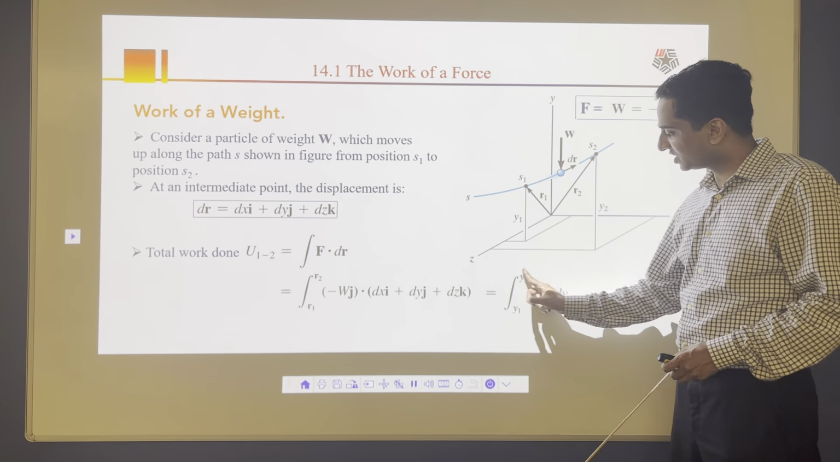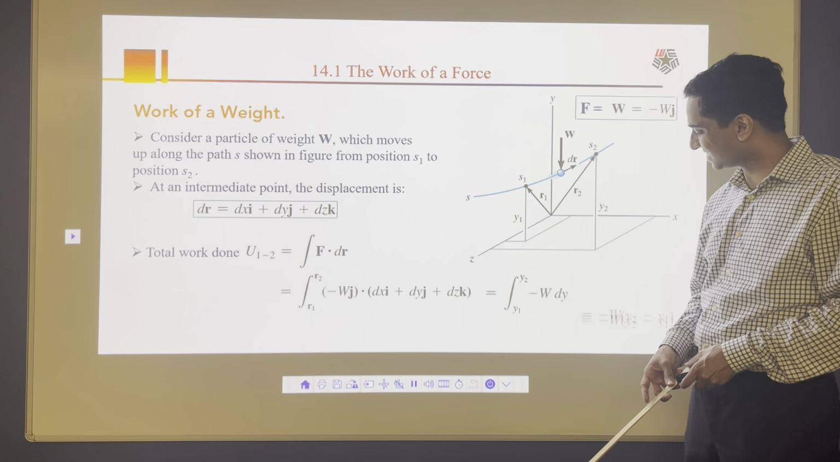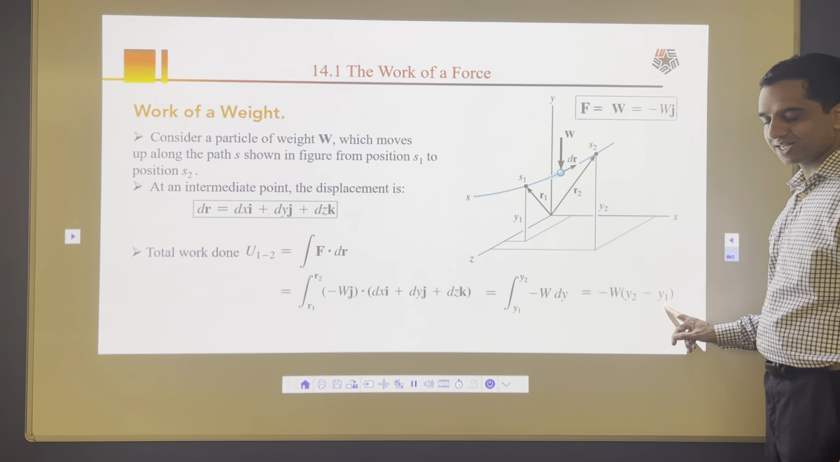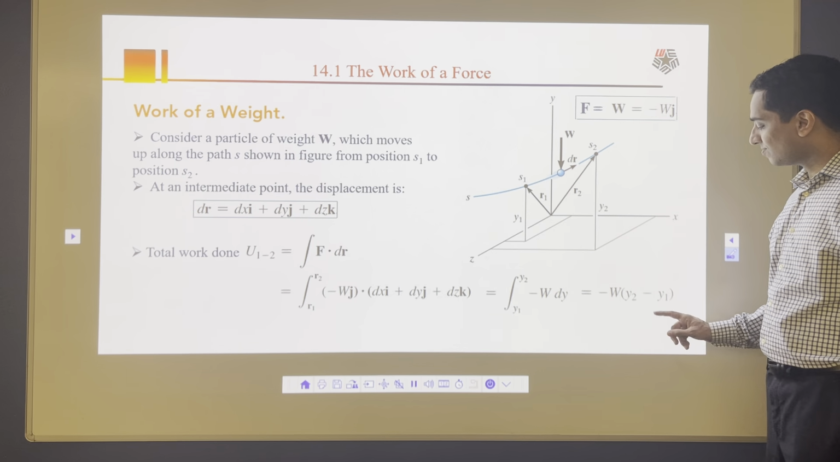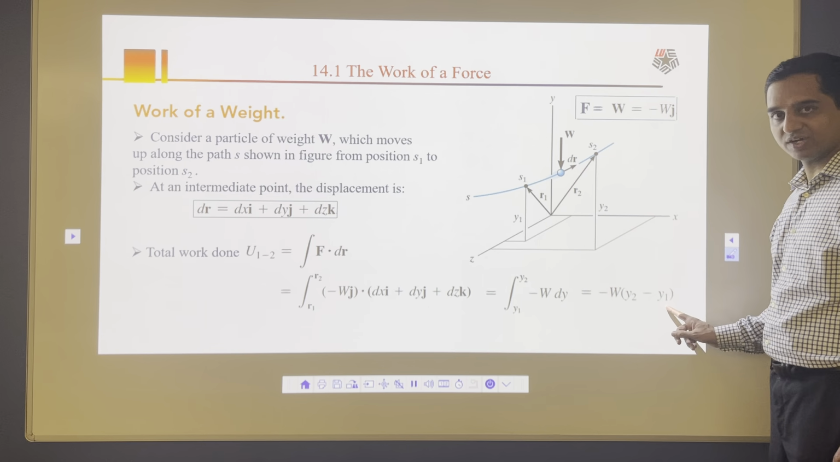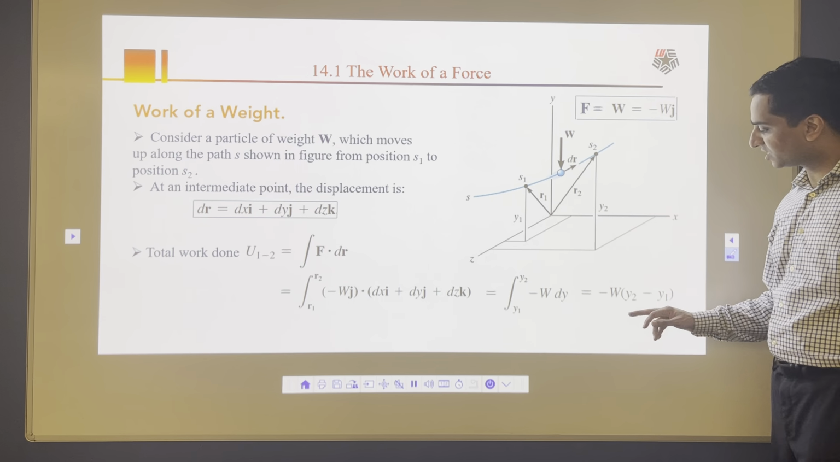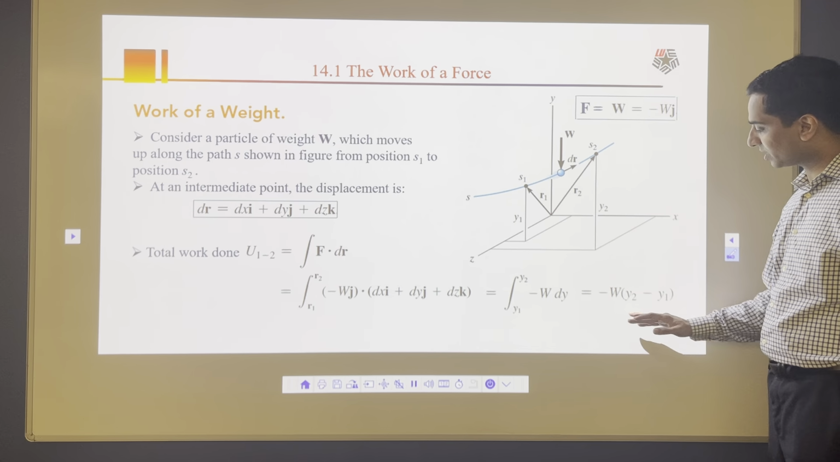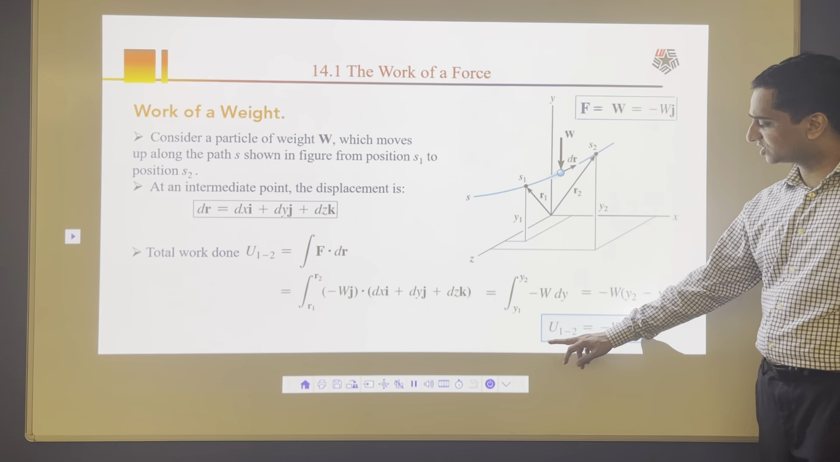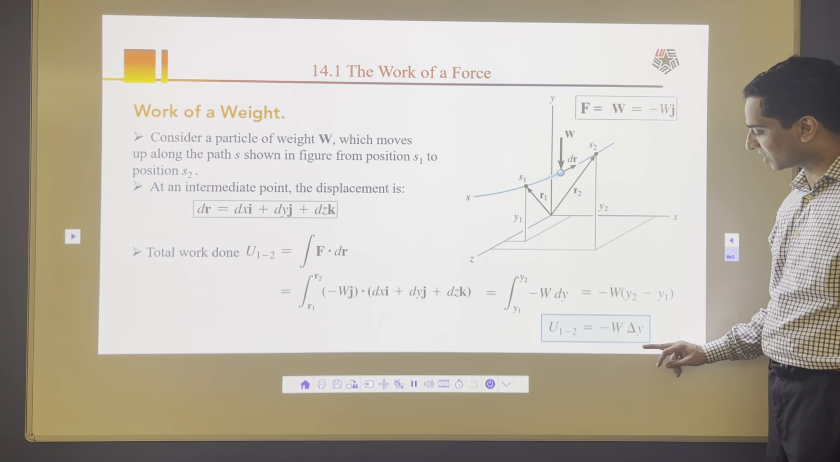I am going to integrate this one. If I do that, what I get is minus W times (y2 minus y1). That's my final position minus initial position, and that's how I can calculate work done. This is nothing but your potential energy, mgz, or the change in it, but that's your work done here. Or I can rewrite it as U12 equals minus W delta y.